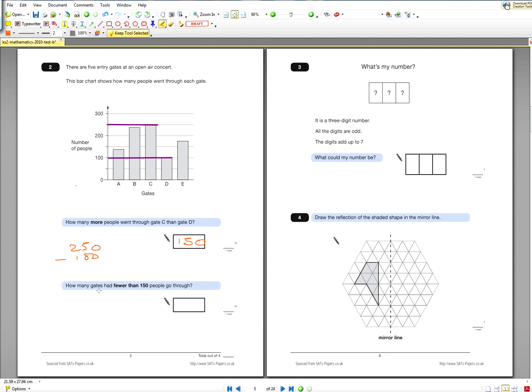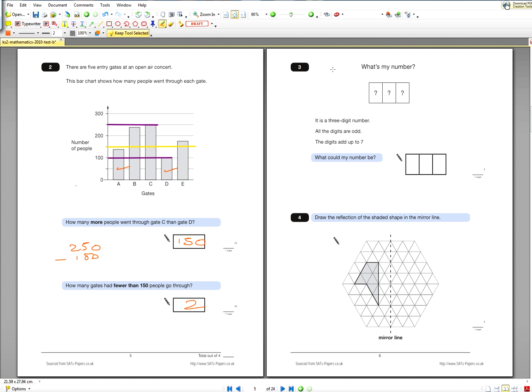How many gates had fewer than 150 people going through them? So let's get a line for 150. Let's change the color. Are you happy with that? It's 150. There goes, how many gates had fewer than 150, and we can see that quite clearly. The answer is 2, this one and that one. So that gives you 2.